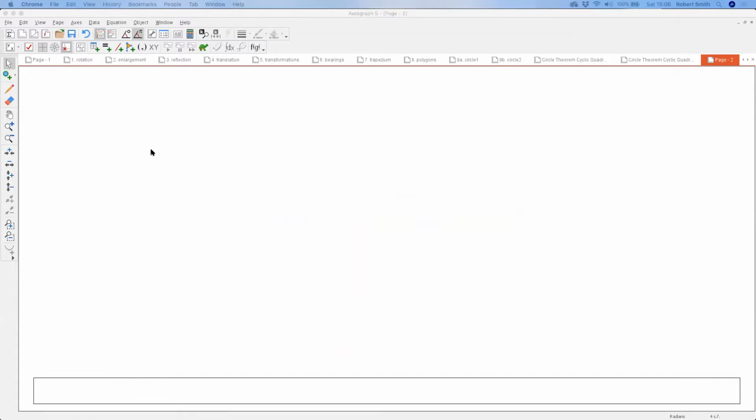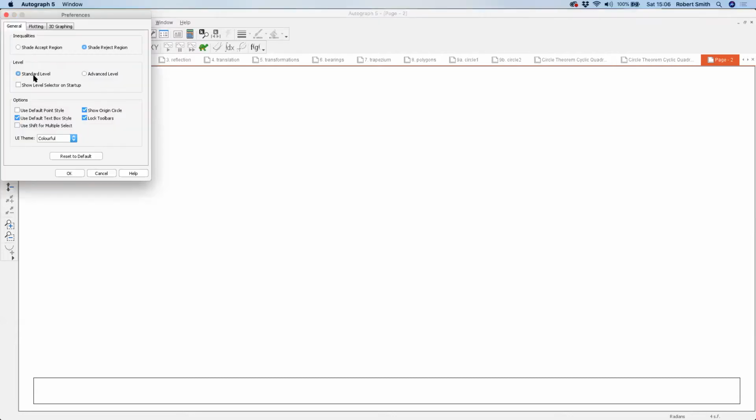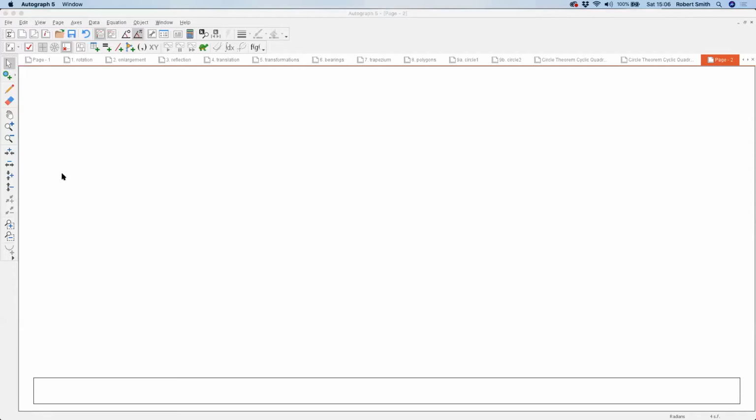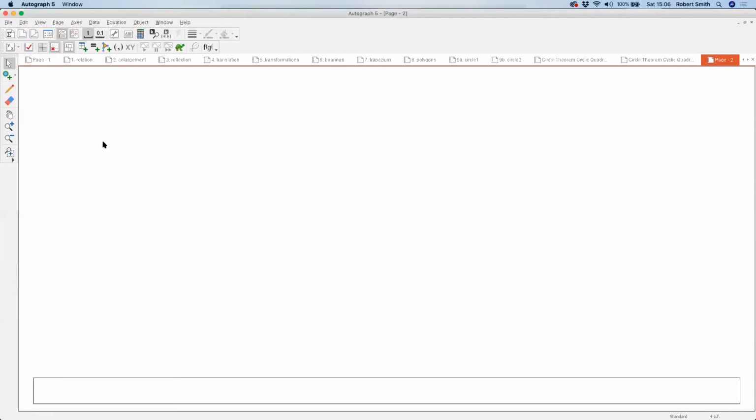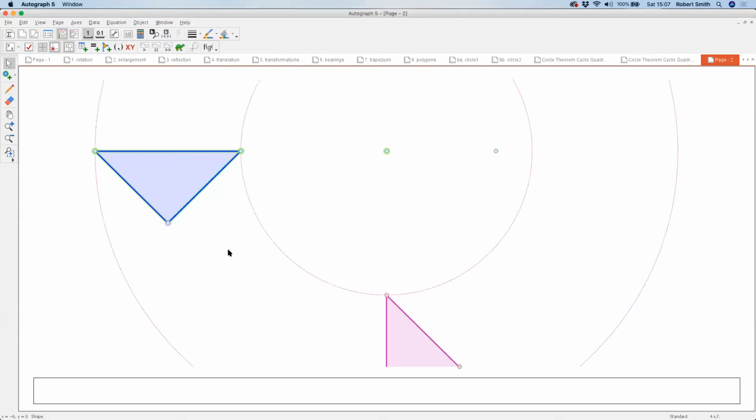And I want to think that Autograph has an intuitive interface for both teachers and pupils. At the moment, I'm in advanced mode, but I'm just going to switch back to standard mode for a second by just changing the preferences, and that will just simplify a couple of my toolbars. On this left-hand toolbar, you see we have point mode, and I can just create some points. It's as simple as selecting the shapes and grouping them to a shape. I've got another point here, and I can select a shape, and I can create a rotation, and I can show the construction line.